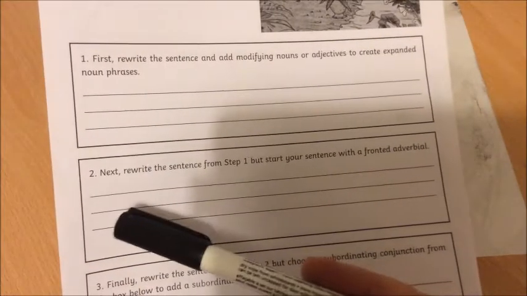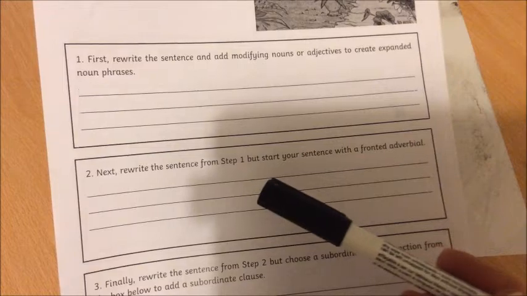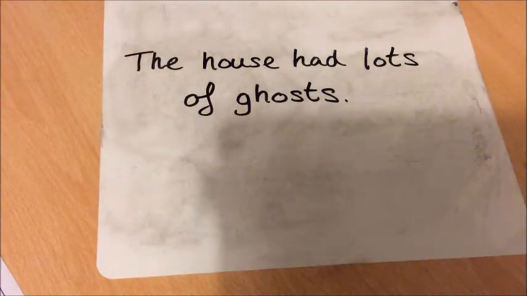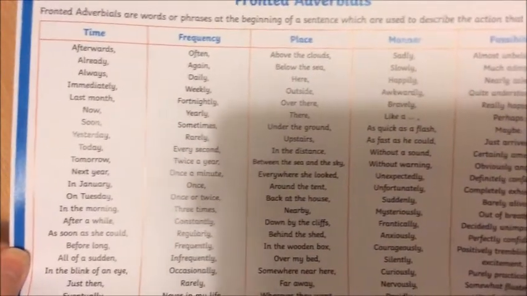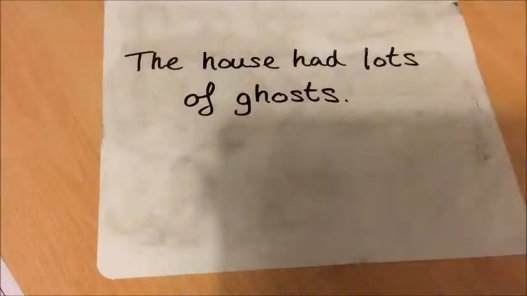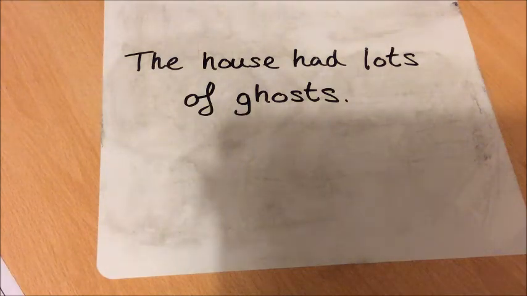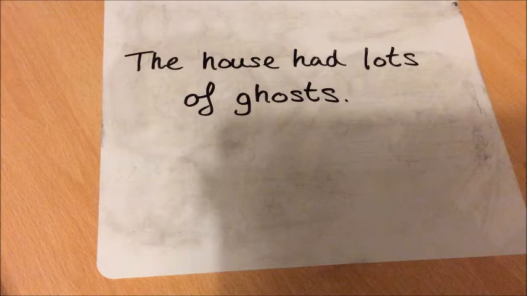The second task on here is to rewrite the sentence from step 1, but start your sentence with a fronted adverbial. So that's where this sheet will come in helpful. We've got lots of fronted adverbials to use that you could look at. I'm going to go with twice a year, the abandoned house had lots of ghosts flying around outside. Just added a bit more detail on the end.